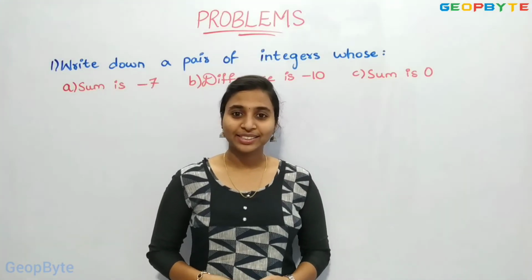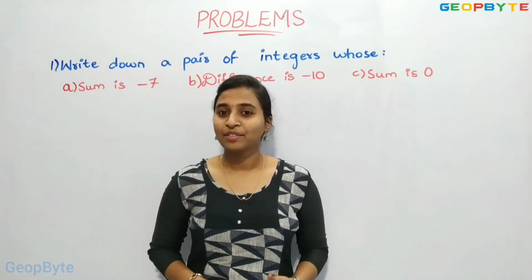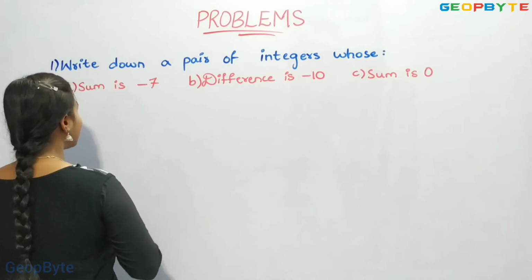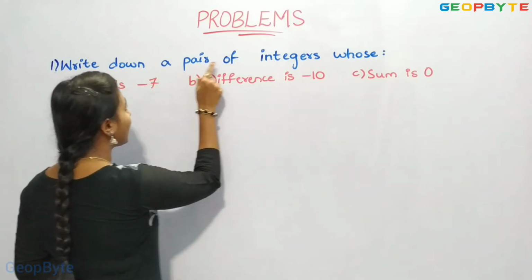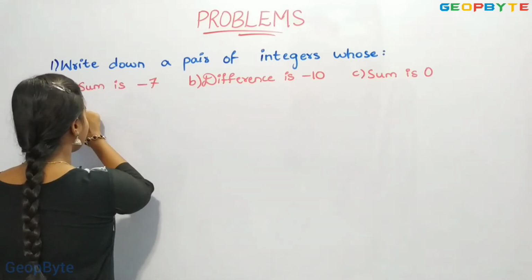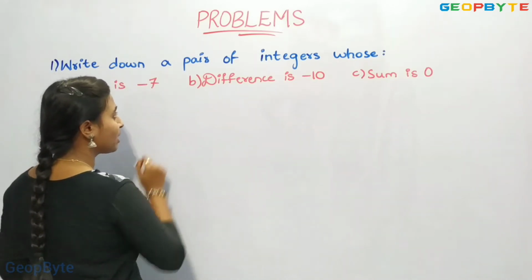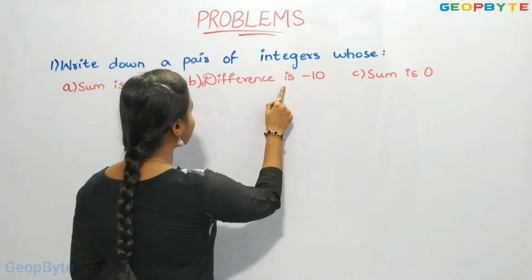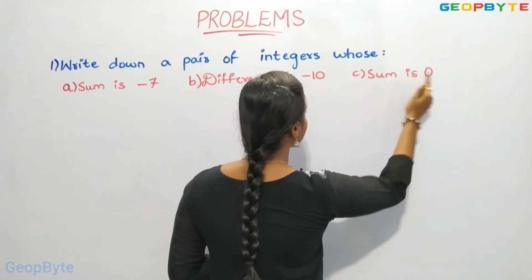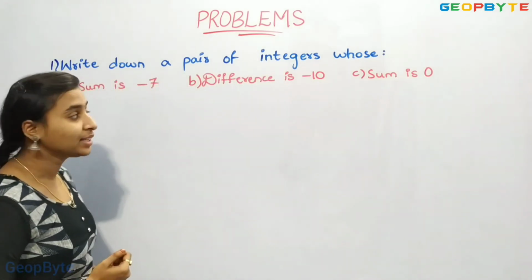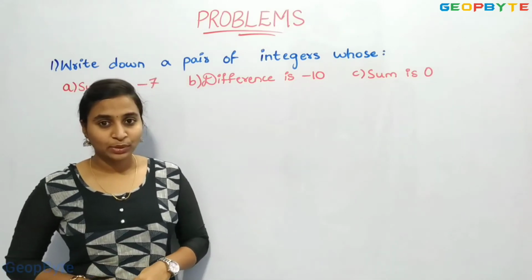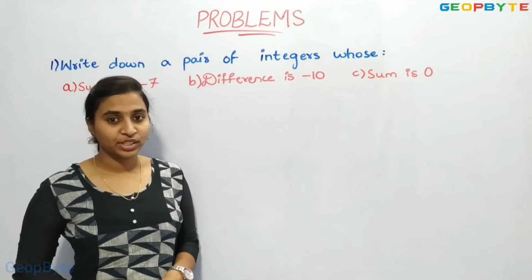Now, let us start exercise number 1.2. In that, the first problem is: write down a pair of integers whose (a) sum is -7, (b) difference is -10, (c) sum is 0. Now, let us see 3 cases.